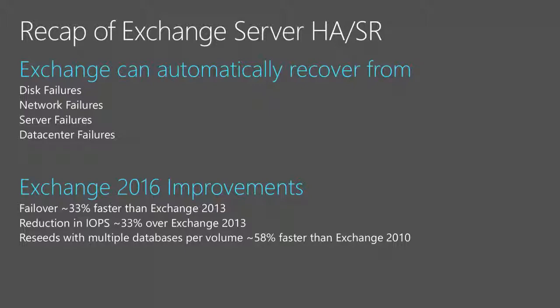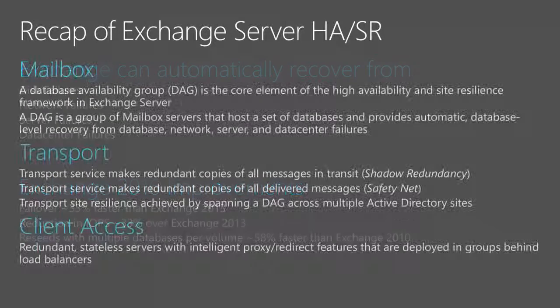And then reseeding. Obviously, the preferred architecture that we have has you deploying on JBOD. JBOD is just a bunch of disks. There's no RAID. So when a disk fails, it takes out the database or databases that are on it. So you'll need to reseed periodically, and reseeds are about 58% faster in 2013 and 2016 than they were in 2010 due to a configuration called multiple databases per volume, which hopefully all of you are using because that's also part of the preferred architecture. So fairly significant improvements no matter what platform you're coming from with the DAG.